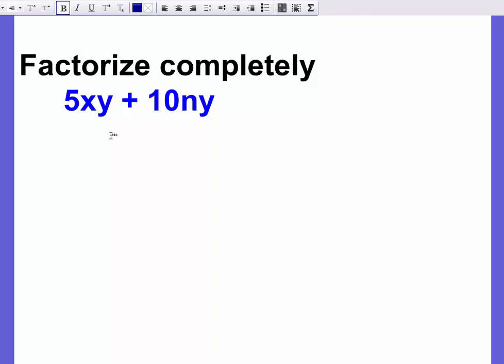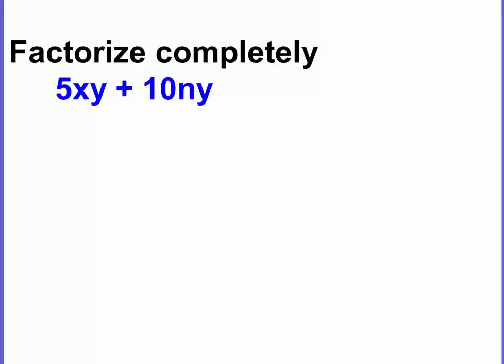And to factorize this completely, we have 5xy plus 10ny. Now the first thing to do, let's look at the numbers. What is the common factor of 5 and 10? The common factor of 5 and 10 is 5. Then x, there's no other x here, so it means there's no common factor. Then y and y, common factor is y. Then we can bring our bracket.